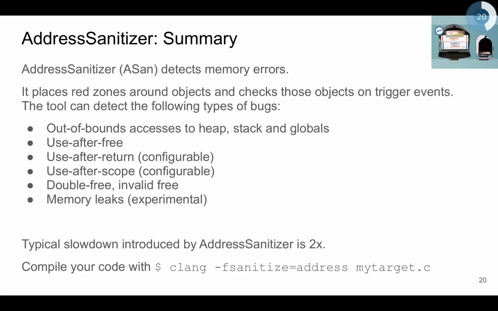So as a summary for address sanitizer, we've learned how address sanitizer detects all the different kinds of memory errors. It places red zones around objects and checks those objects on any kind of trigger event, such as reads and writes. And the tool can detect all the different kinds of bugs as follows: out of bounds, use after free, use after return, use after scope, double free, invalid free, and so on. The cost of address sanitizer is about 2x, same as the memory cost. And the beauty of it, it's extremely simple. Clang with sanitize equals address, your target, and you're done.